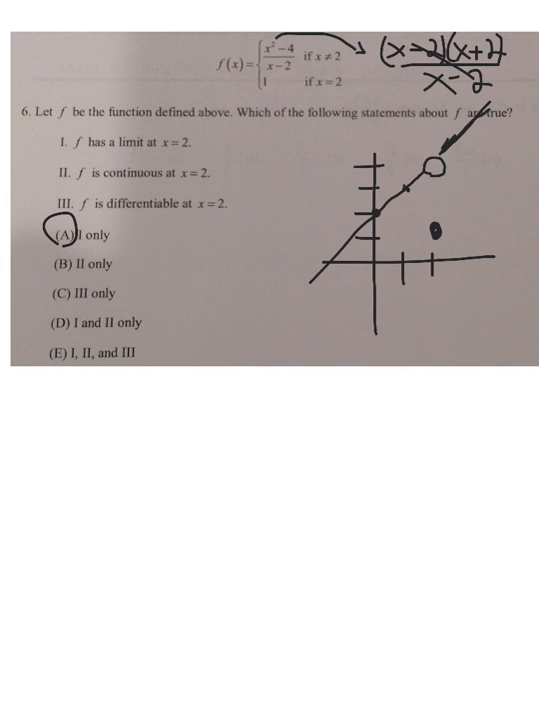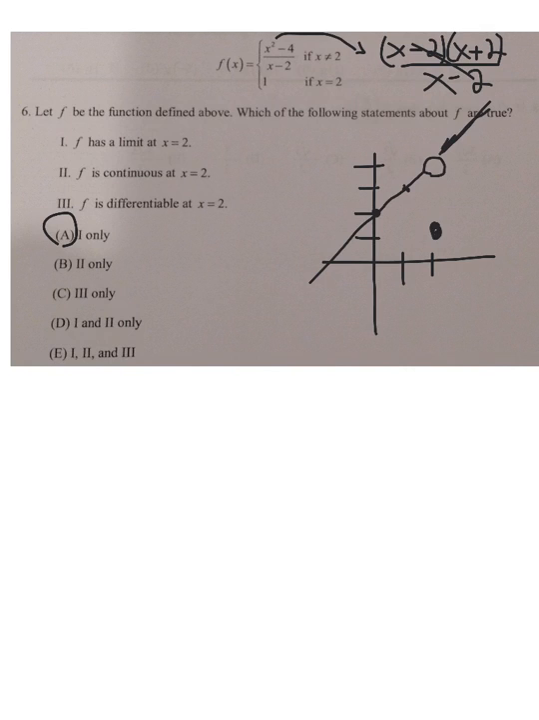Now, let's look at Roman numeral 2. f is continuous at x equals 2. Well, it's not, because we've got a hole here. Continuous would mean that I could just take this arrow and not have to lift it up to go over this hole to get to the other side and continue on my journey there. Okay, so 2 is false.